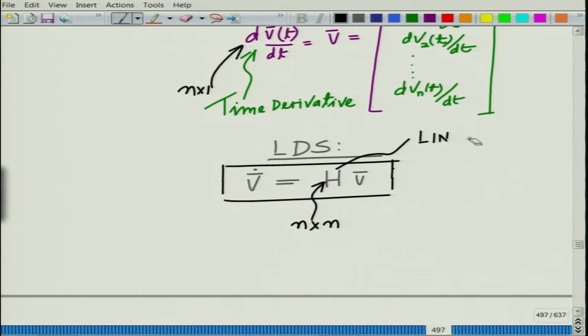So, this is essentially linear, plus this is a function of time. Linear plus dynamic is what makes it a linear dynamic system.